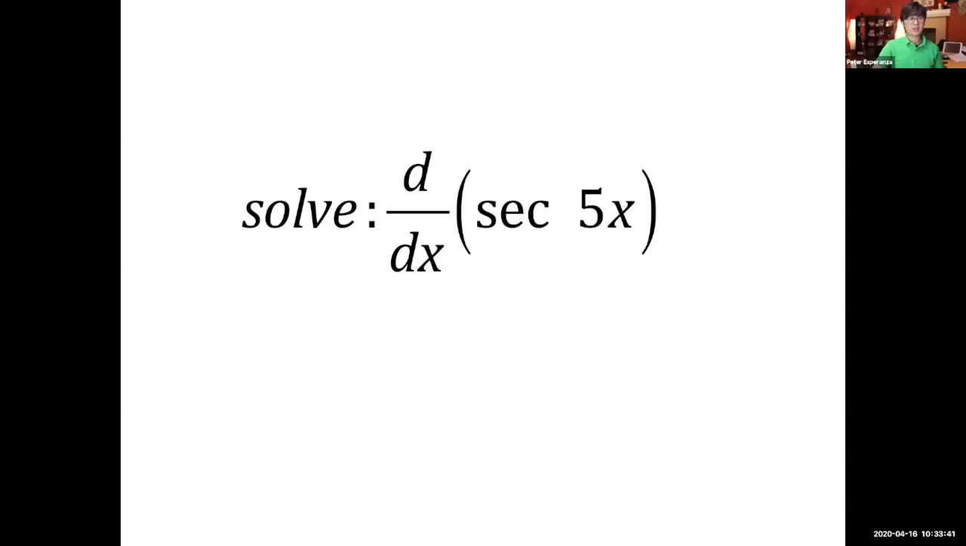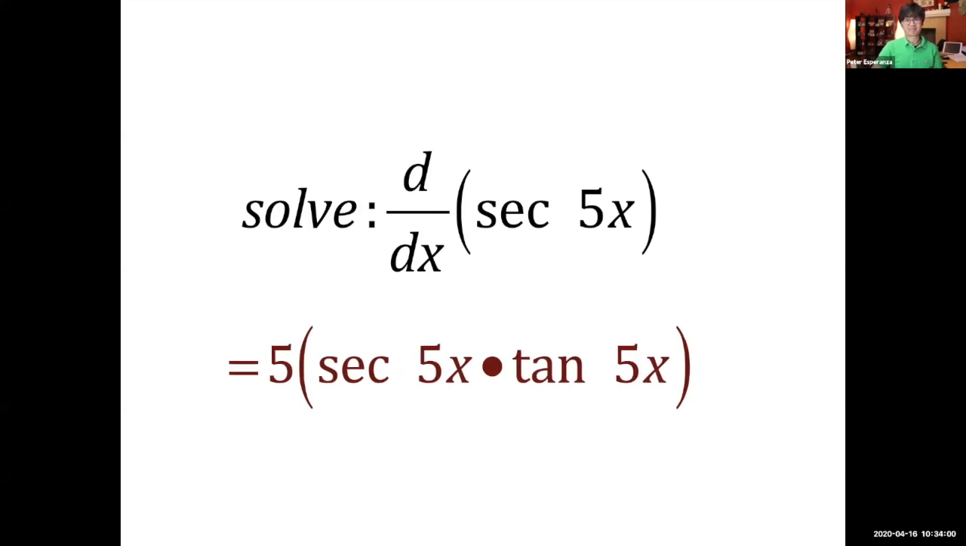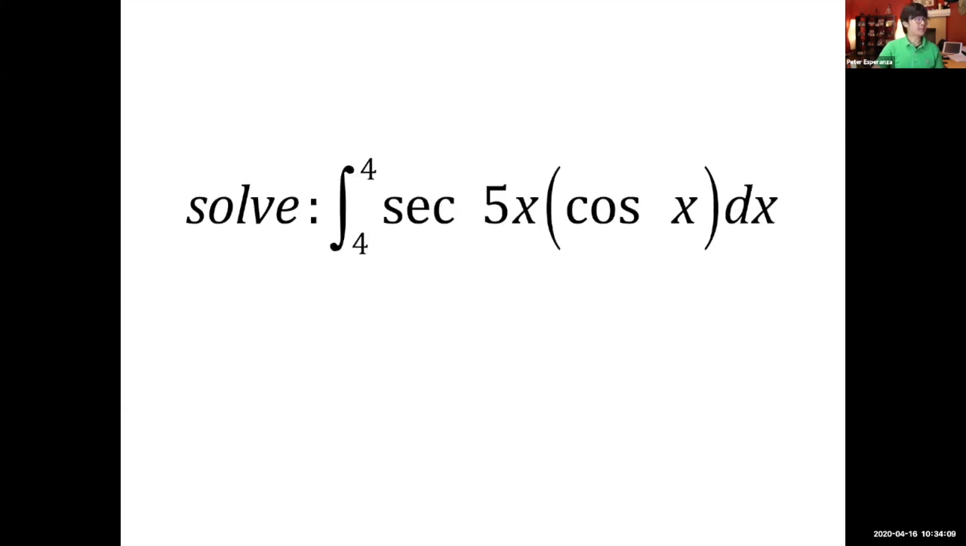What is the derivative of secant 5x? Can you please say your answer? Is it secant 5x times 5? 5 secant 5x tan 5x? Yes. Maybe. And yes. So the derivative of secant u is secant u tan u du/dx. So make sure you know that. Next.